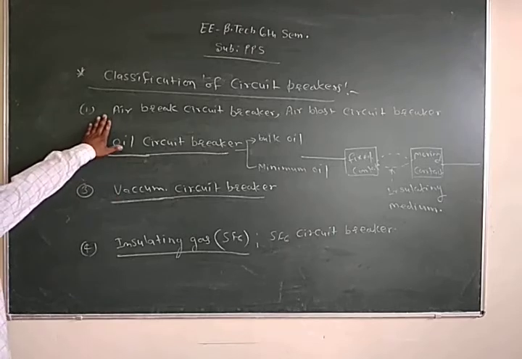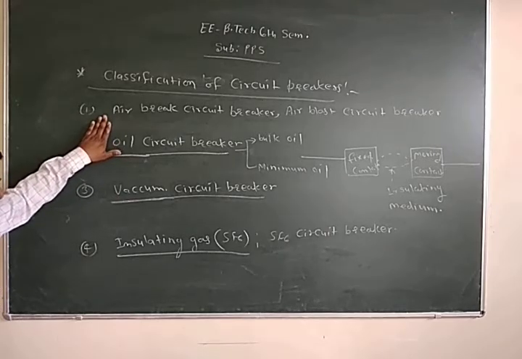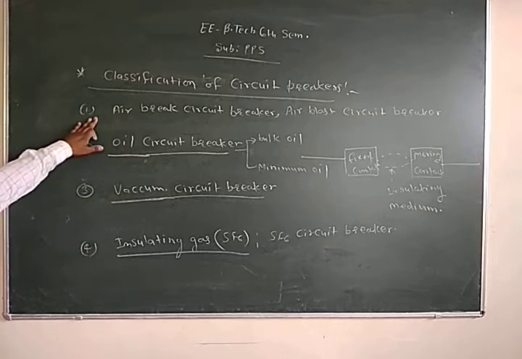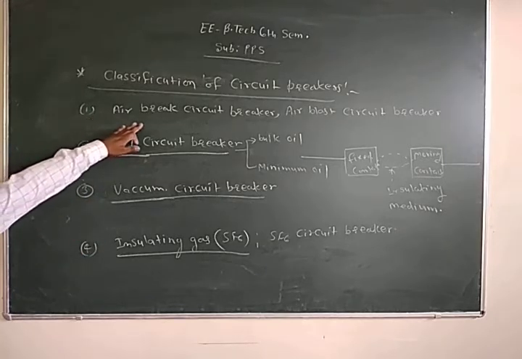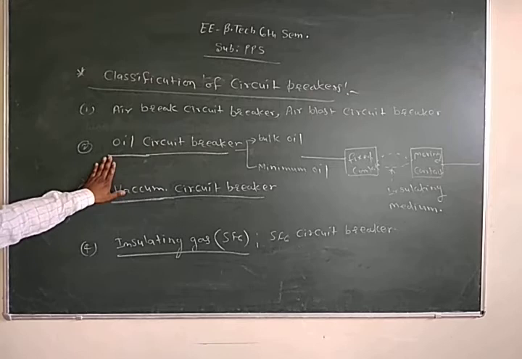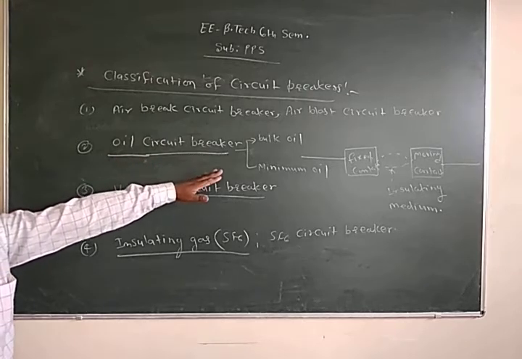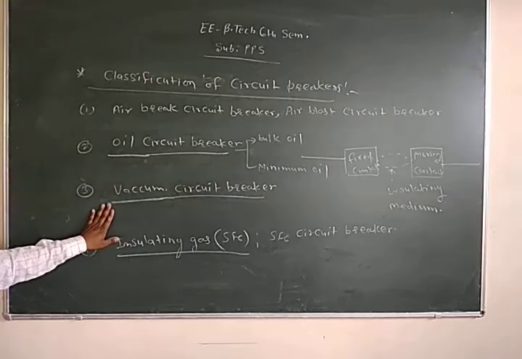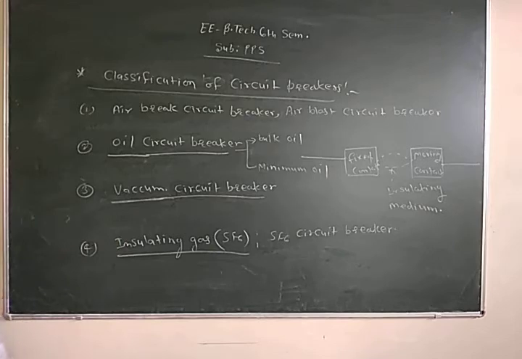So these are the types of circuit breaker which we use in our electrical circuit: air brake and air blast, oil circuit breaker with bulk oil and minimum oil, vacuum circuit breaker, and last is the SF6 circuit breaker.